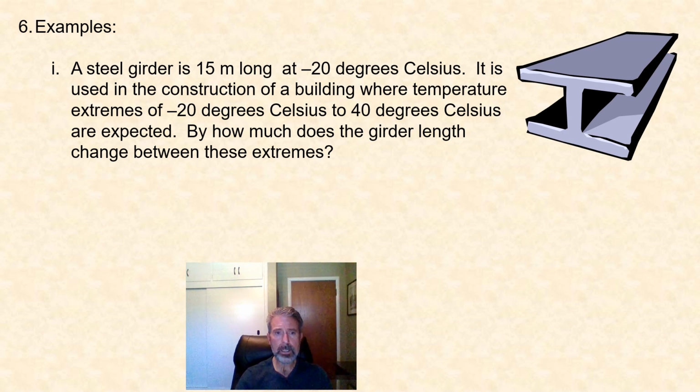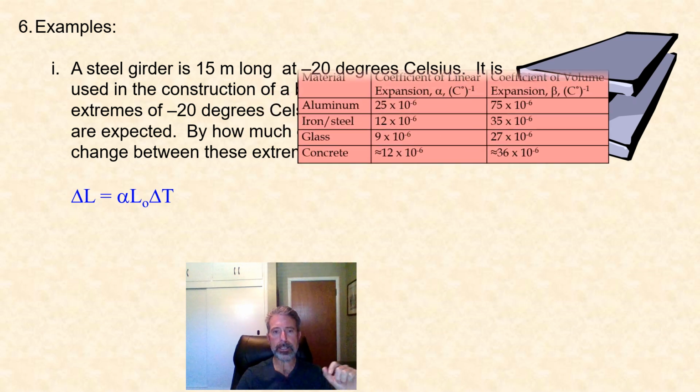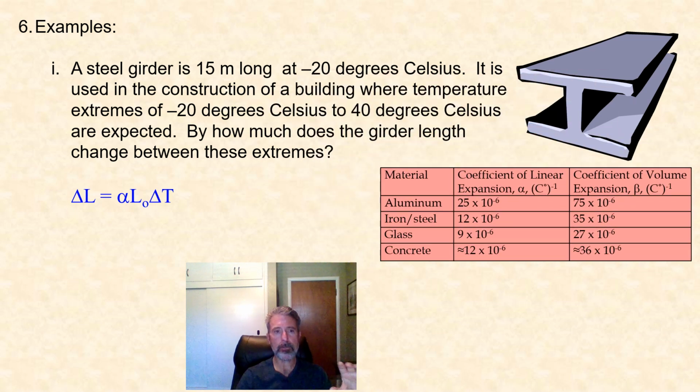So here we will start with our empirical formula stating the linear coefficient of expansion of materials, since we're asked to find the change in the length of this girder. And we need to start by identifying what the girder is made out of so we can get the correct expansion coefficient. Here we're told that this is a steel girder. So the coefficient of linear expansion is 12 times 10 to the negative 6 Celsius degrees to the negative 1. So when we use that, we plug it into the equation.